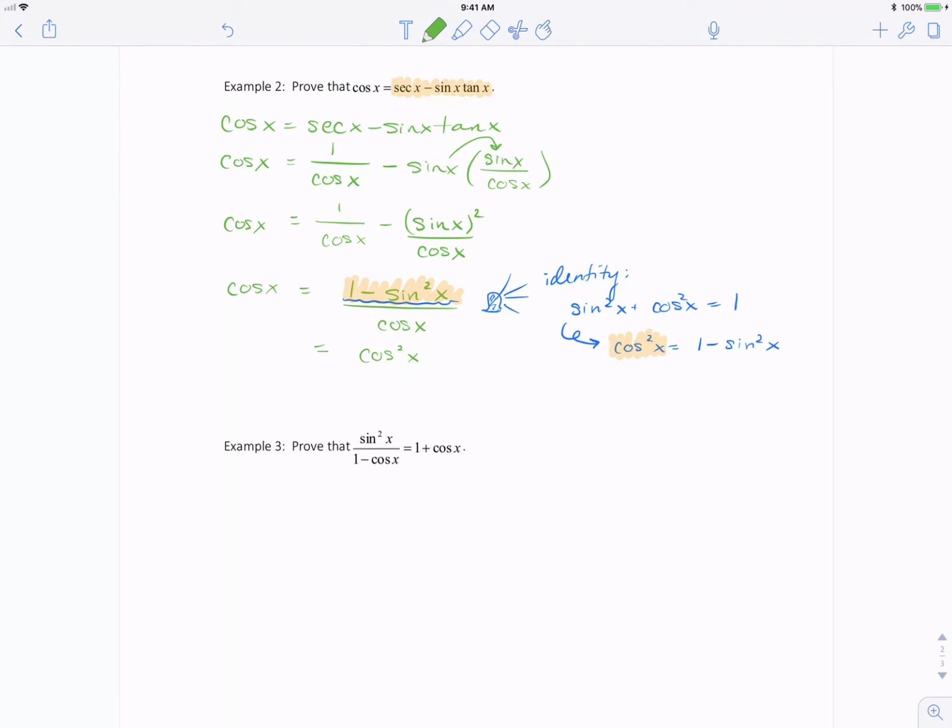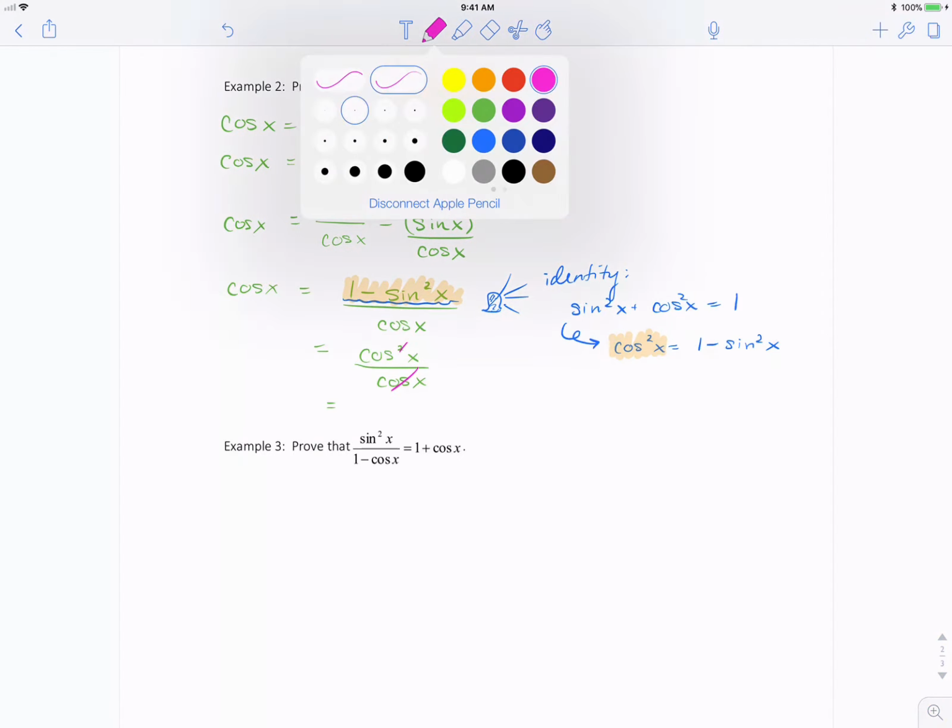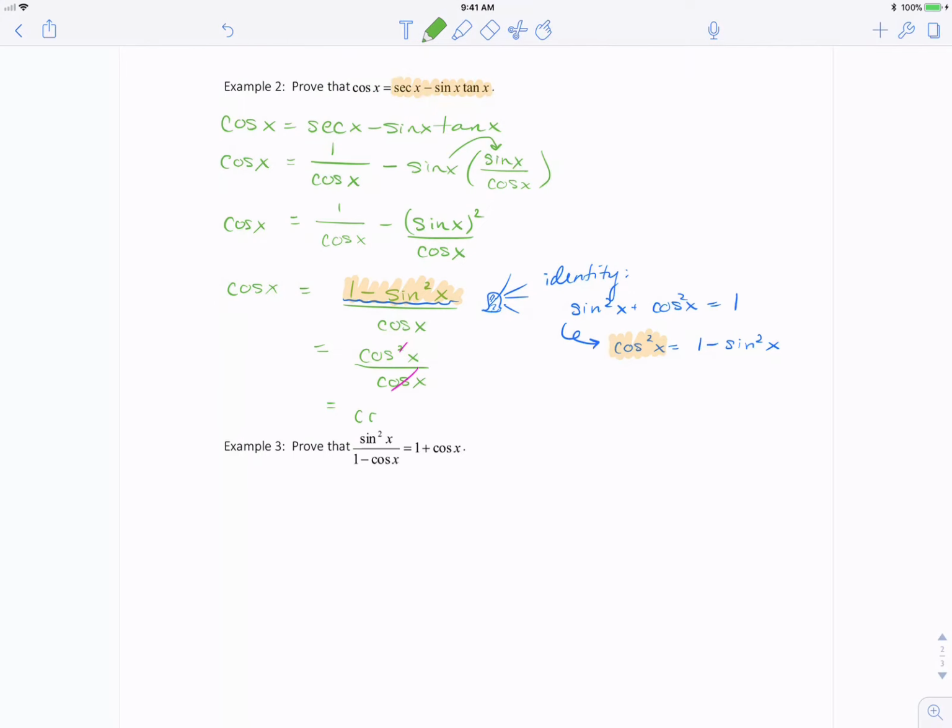Cos squared x all over the cos of x. Recall that cos squared on the top is a cos times a cos, so I get cancellation happening. I'm left with the cos of x. Left-hand side equals right-hand side. Q, E, D.